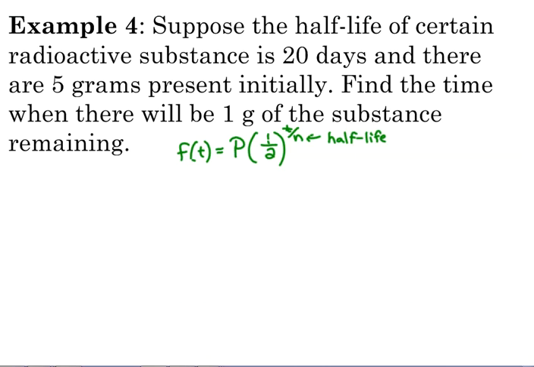So let's plug in what we know and what we're trying to find here. The half-life is 20 days, so they gave us that. That's N. There are 5 grams present initially. That's P. Find the time when there will be 1 gram. So that's our F of T. We don't know what time that'll happen, but that's what's on that side of the equation. We don't know T. We know N. So 1 equals 5 times 1/2 to the T over 20. First step, divide by 5. You got to get the exponential by itself.